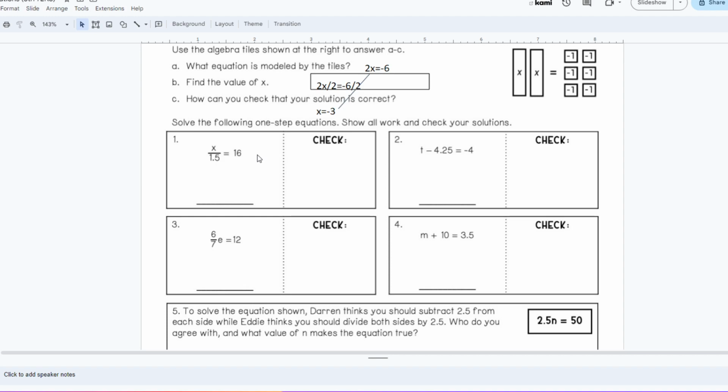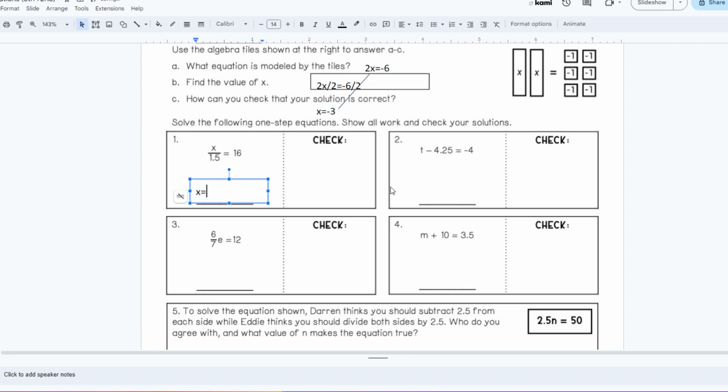All right, now that you've tried all 4, hopefully you didn't just not do it, because you're robbing yourself of the experience of learning. We're going to think about our opposite operations, okay? So it says x divided by 1.5 equals 16. Well, remember, if we're dividing by 1.5, what should we do? You're right, the opposite. So we should multiply each side by 1.5.